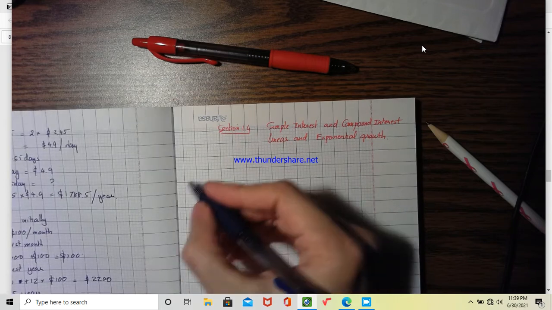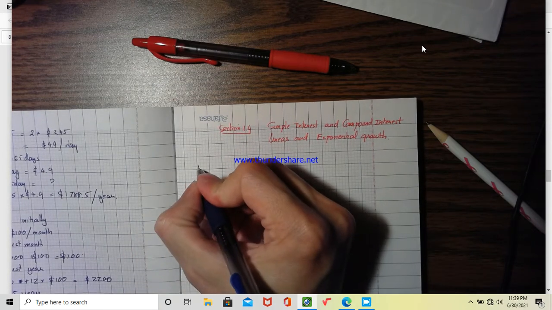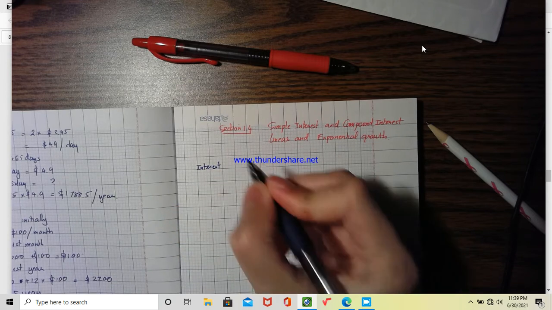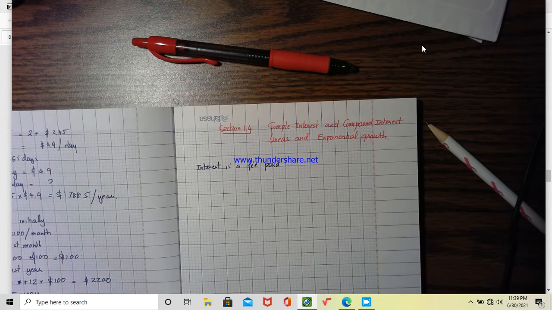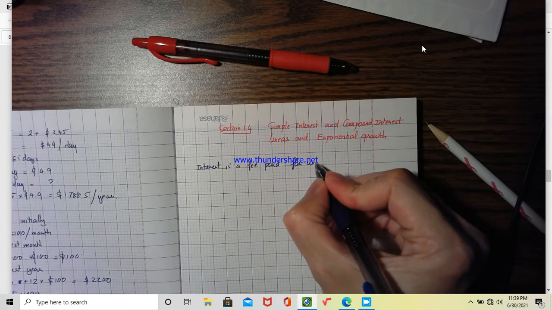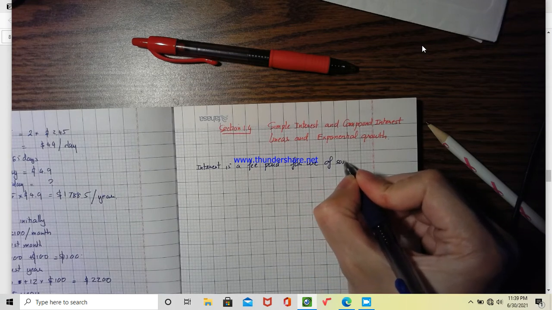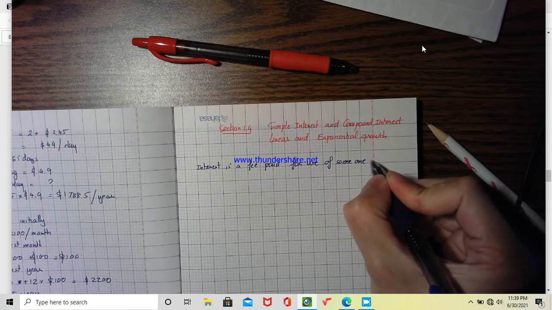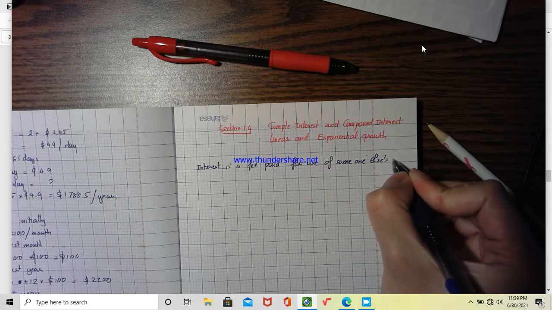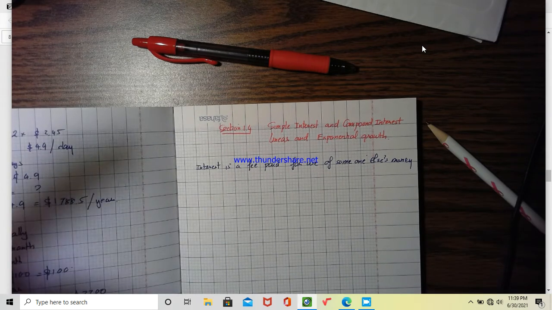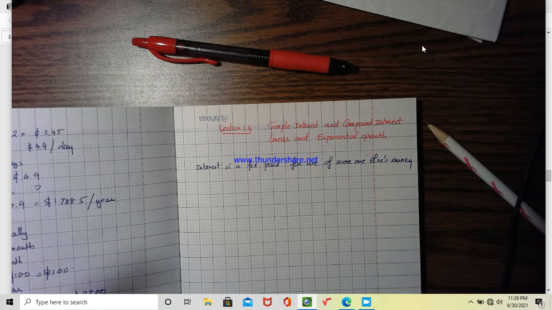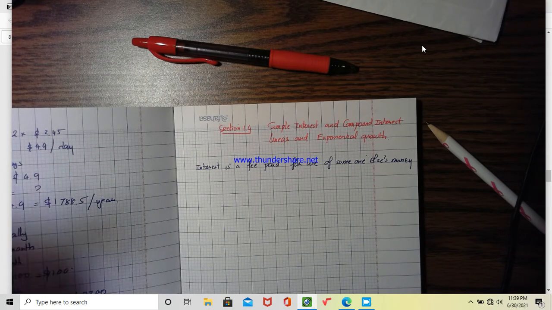Okay, so let's write out that definition first. Interest is a fee paid for use of someone else's money. You borrow money from the bank, right? It means you use the bank's money, so you have to pay interest. Nobody lends money for free.